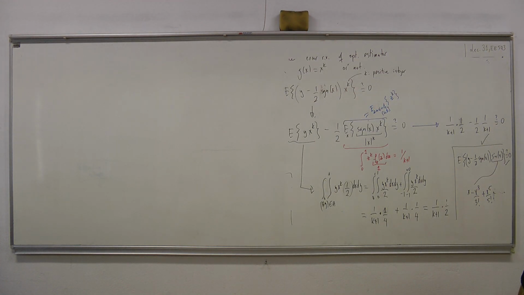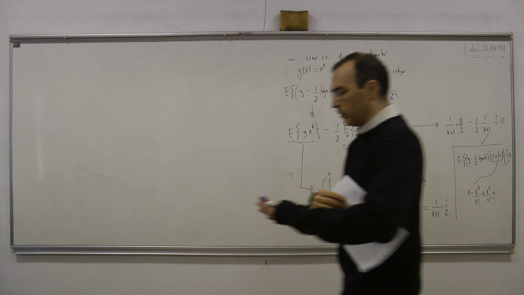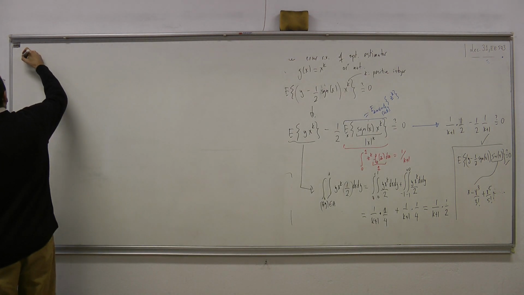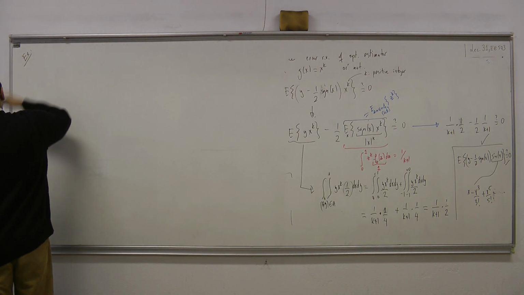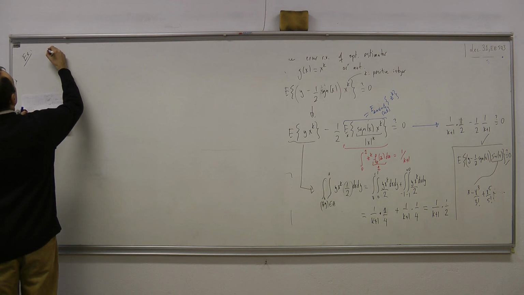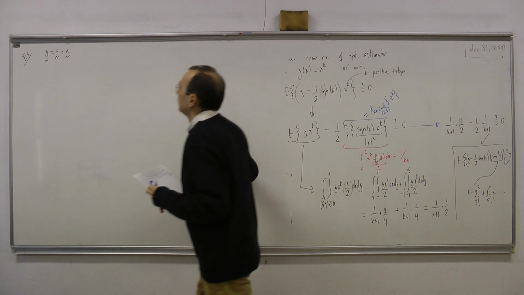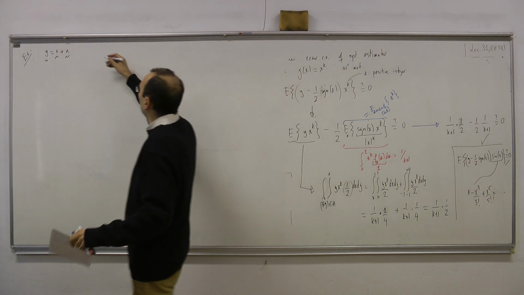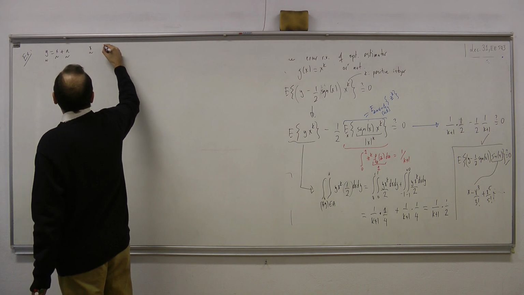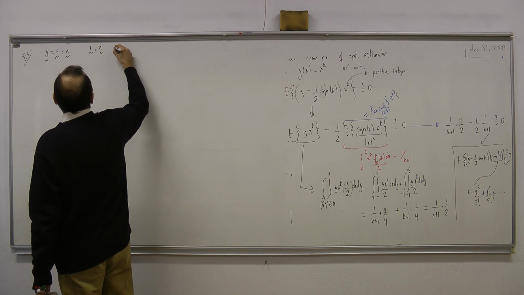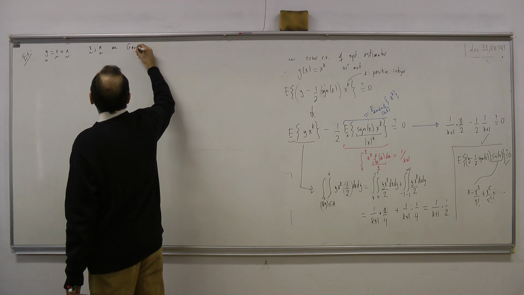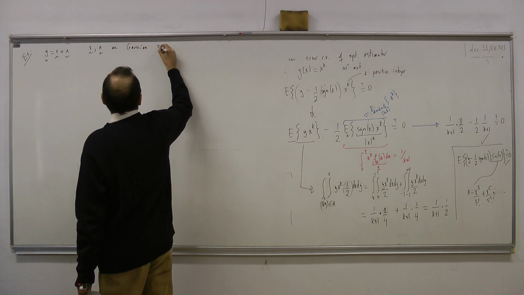So let me see. This is our second example. Let's assume y is equal to x plus n. We have a situation like this. Then x and n are Gaussian distributed random variables.